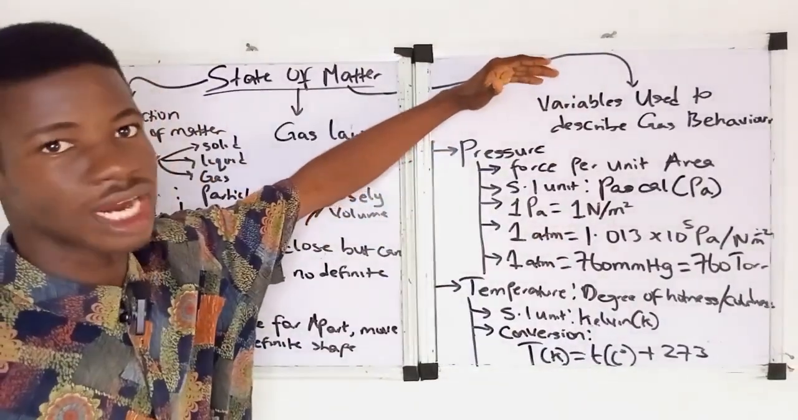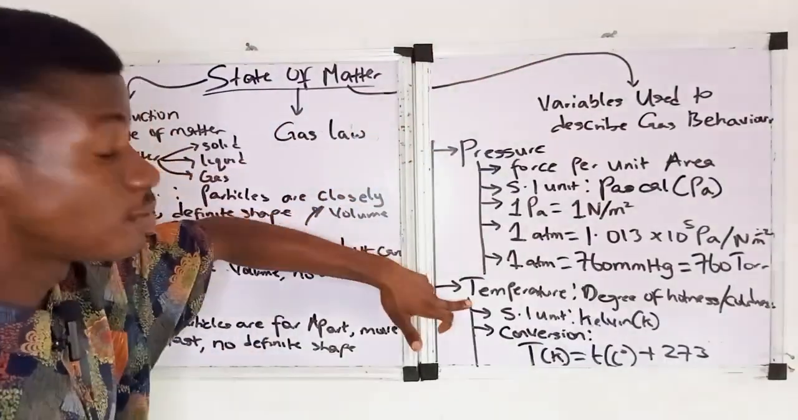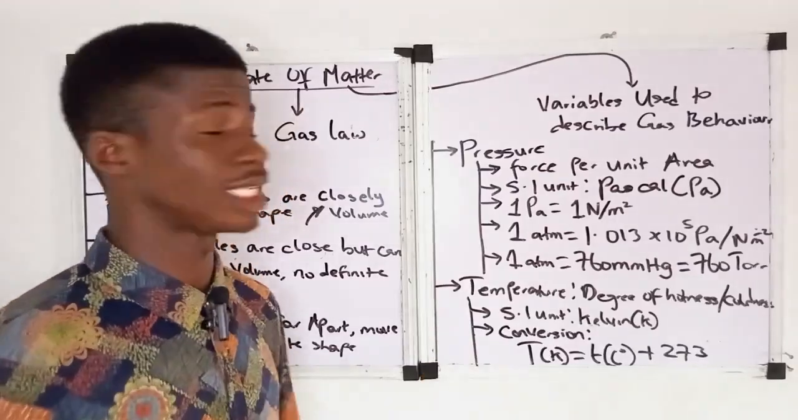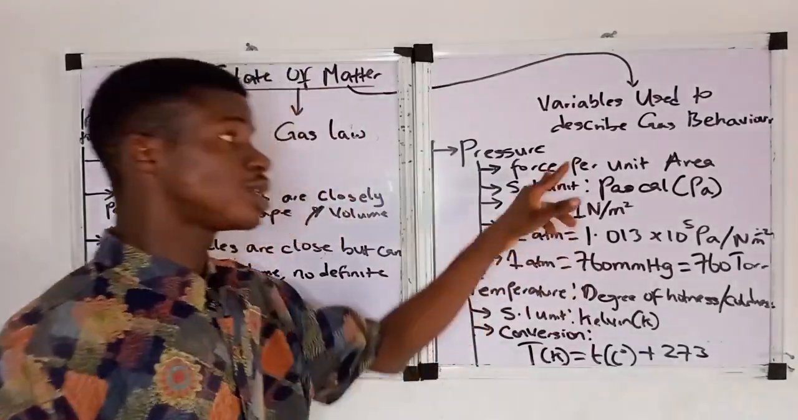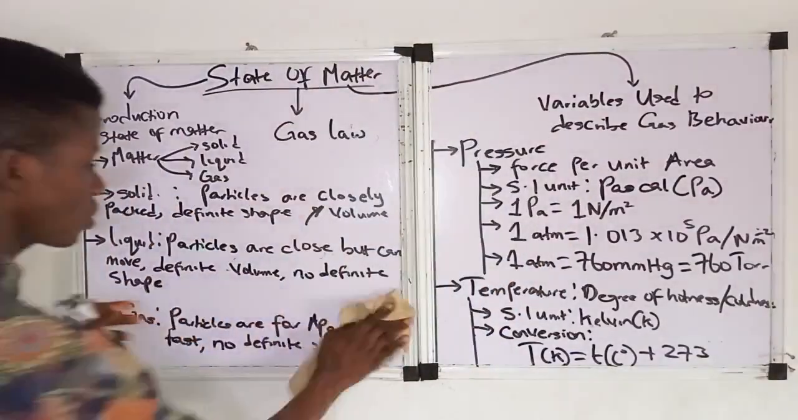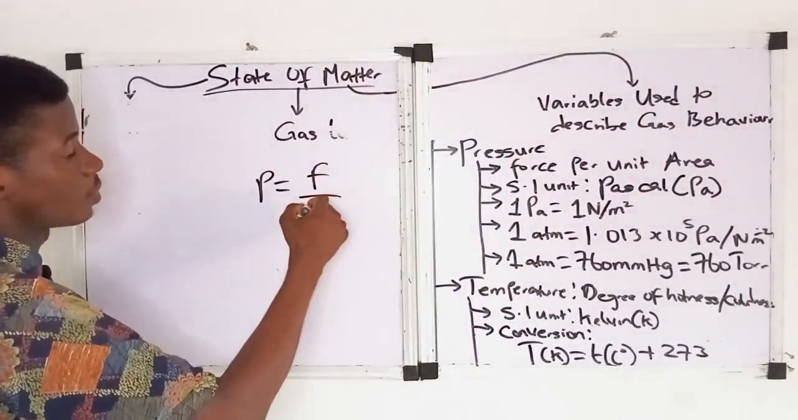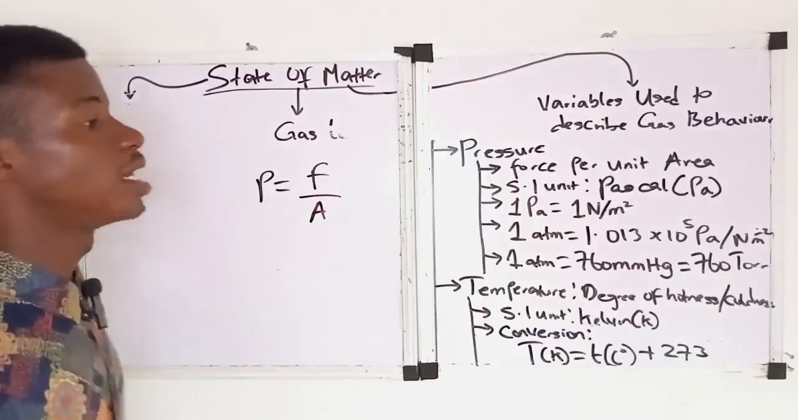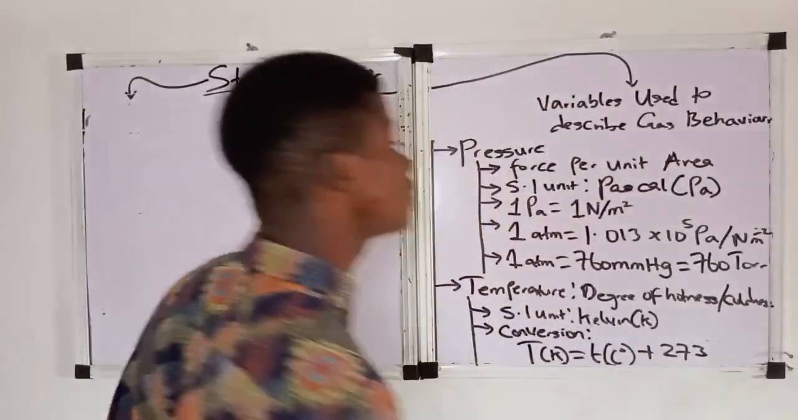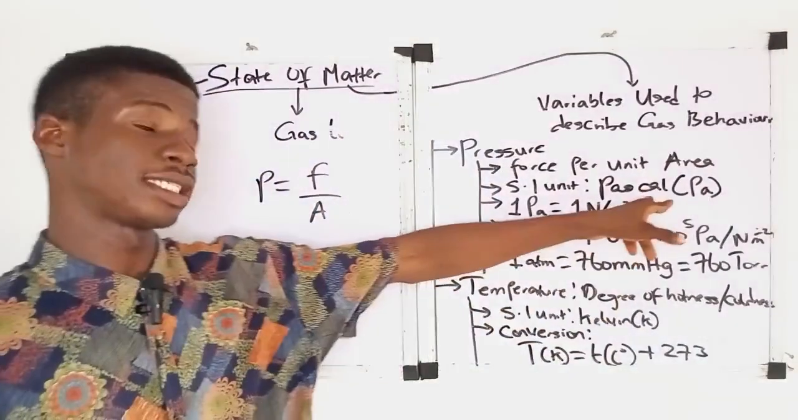What are the variables used to describe gas behavior? Pressure, temperature, and volume. So what is pressure generally? Pressure is force per unit area, right? Now what is the SI unit for pressure? The SI unit for pressure is Pascal.